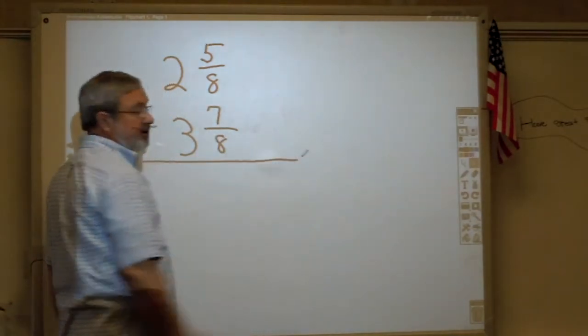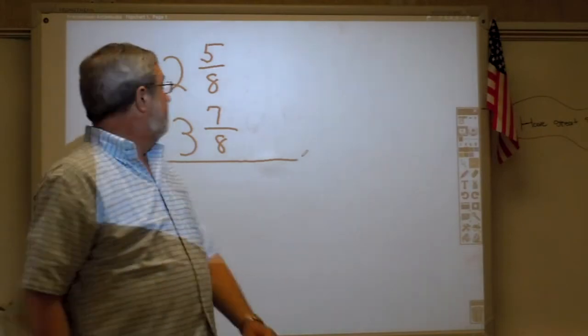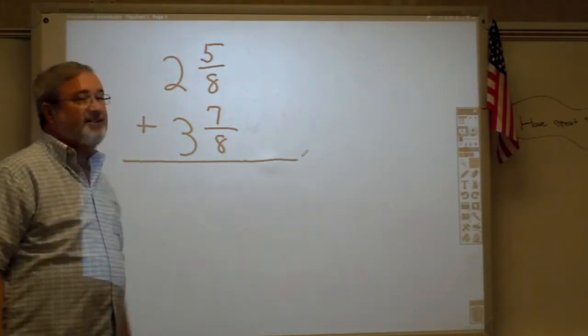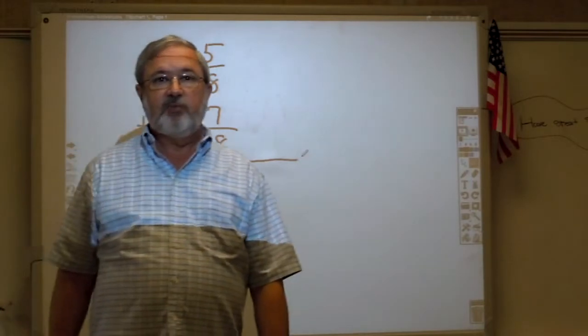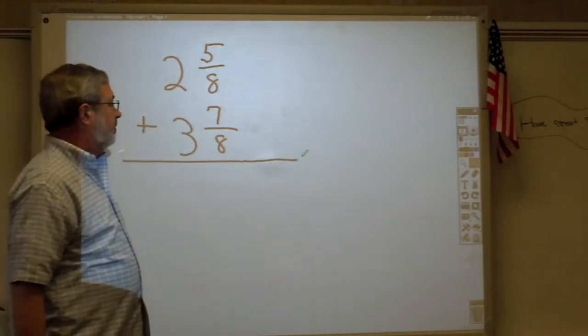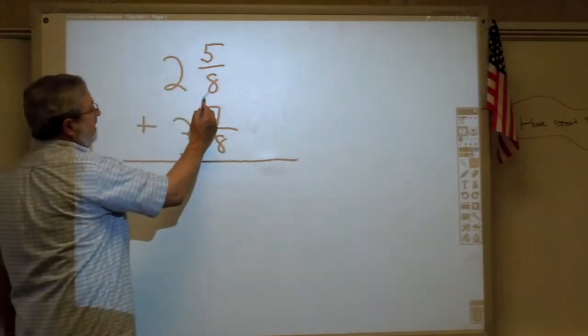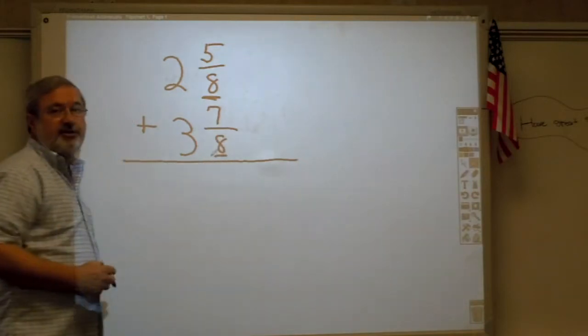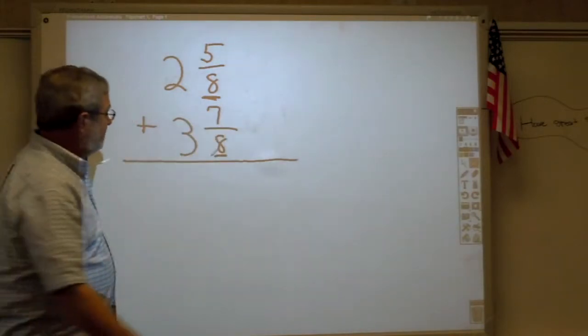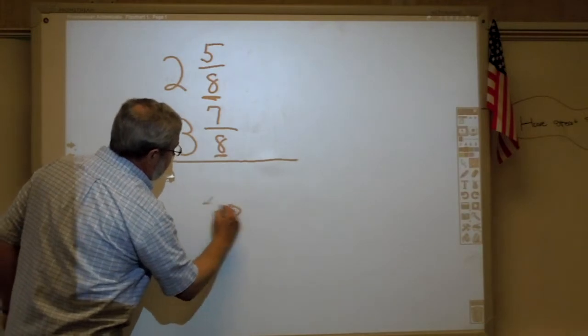Okay, I want you to write this problem down and work on that yourself. 2 5/8 plus 3 7/8. Write that down, pause your video, and work that one out for me. Notice I've got the same denominator for both fractions. I don't have to do anything with my denominator. That will remain the same.